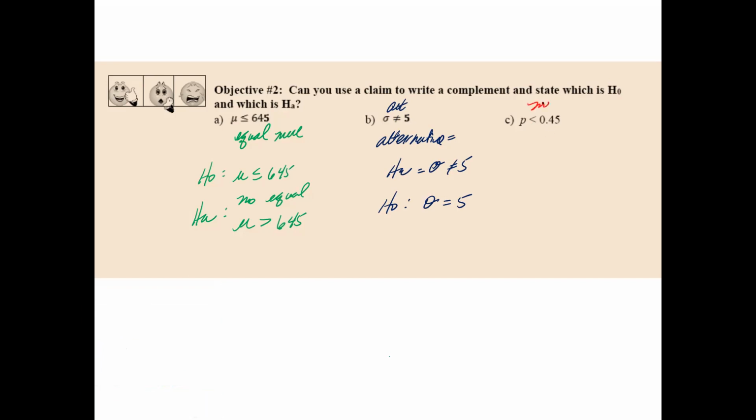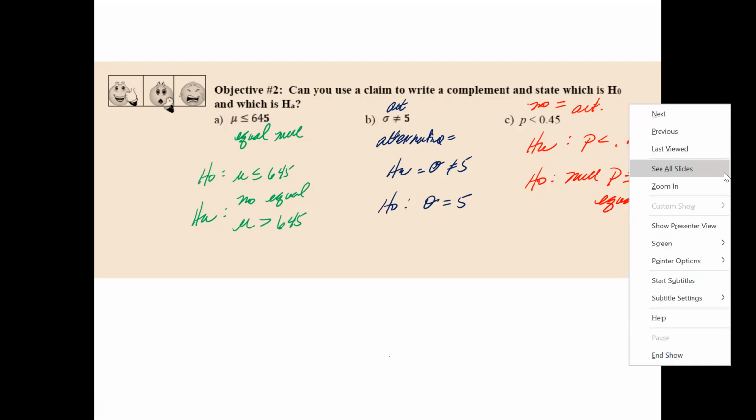For C, there is no equal sign, so obviously that's alternative. So your alternative hypothesis is p is less than 0.45. Your null hypothesis is that p is greater than or equal to, because there has to be an equal sign, 0.45.